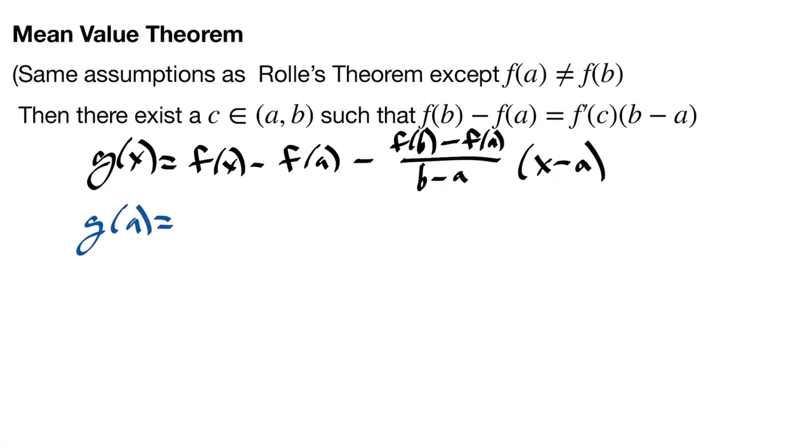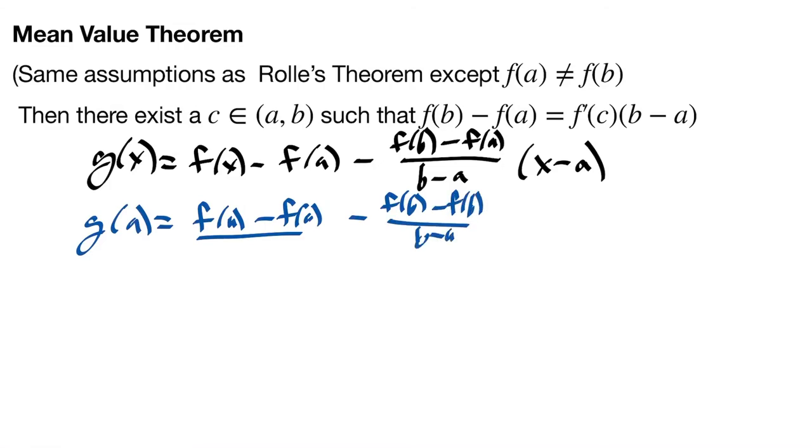The first thing we'll notice is g of a. What happens if I put an a in this equation? Well, notice I get f of a minus f of a, so these two pieces cancel each other out to give 0. And then minus this difference quotient times a minus a, so those a's cancel each other to get 0. So that is just 0 all by itself.